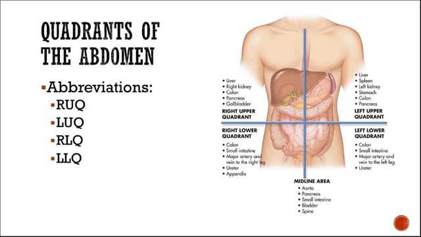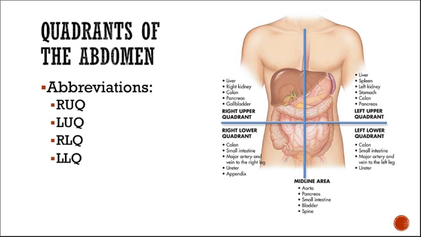So the right upper quadrant is abbreviated RUQ. And you can see on here it lists the organs that would fall into that: the liver, the right kidney, the colon, the pancreas, and the gallbladder. The left upper quadrant, abbreviated LUQ, we also have part of the liver there, the spleen, the left kidney, the stomach, part of the colon, and the pancreas. Our pancreas lies pretty midline.